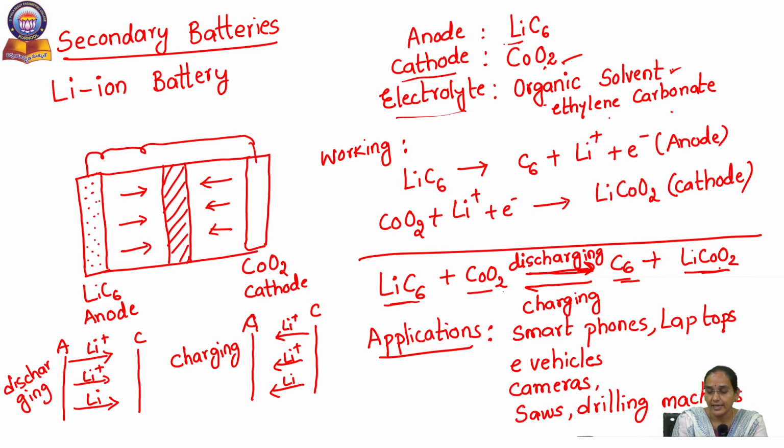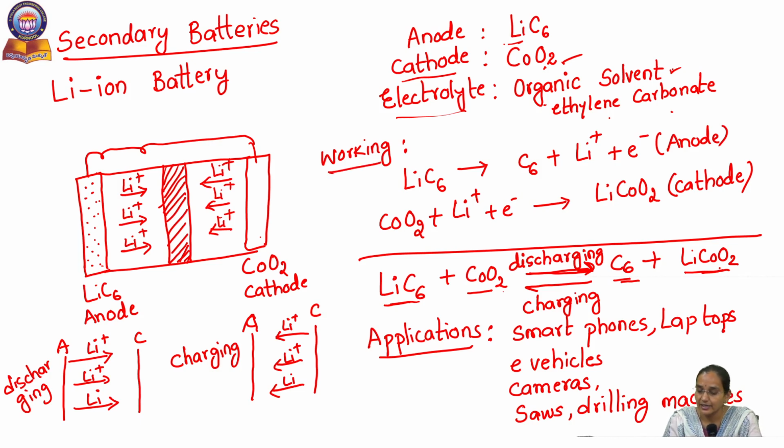The anode and cathode are separated by a semi-permeable membrane. This semi-permeable membrane allows the flow of lithium ions from anode to cathode and cathode to anode. It allows only the passage of lithium ions. Here, sulfonated Teflon acts as the polymer, which is taken to allow the flow of lithium ions from anode to cathode and cathode to anode. Next, coming to the working.